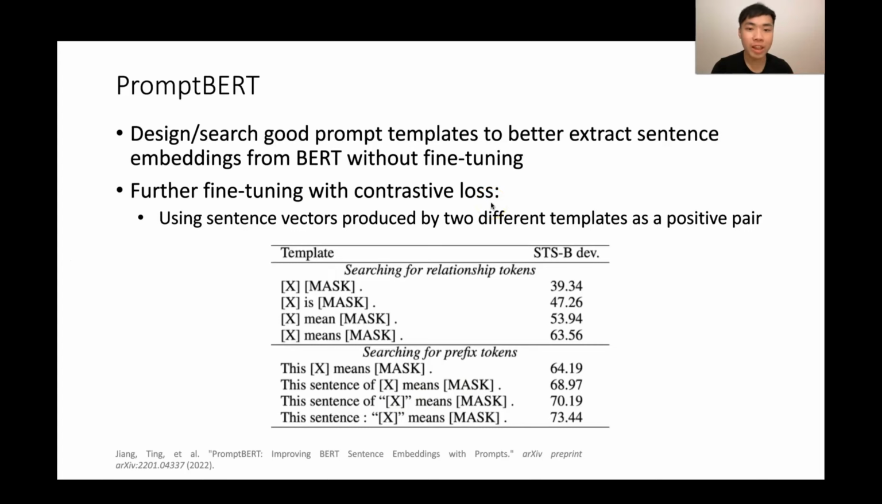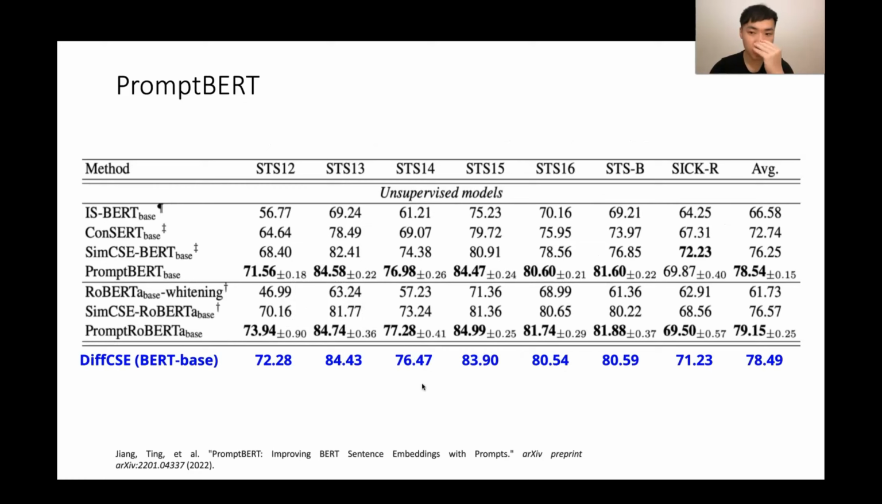And the way that they produce the positive pair is very special. They use two different templates to generate the sentence embedding from the same sentence. So these two sentence vectors can be used as a positive pair. And by doing so, their result is actually much better than SynCSE and also better than DeepCSE. And it's almost the current state of the art.